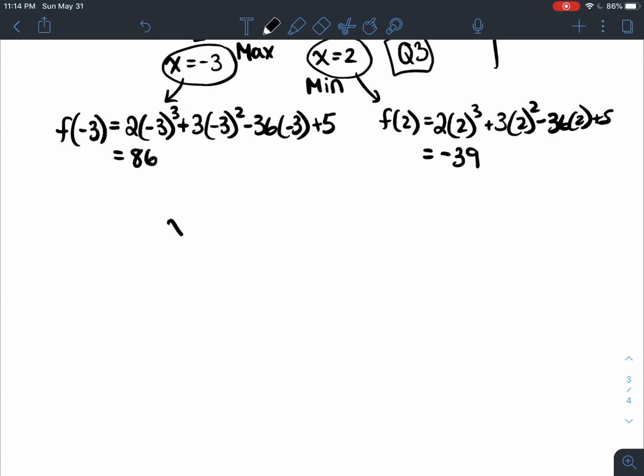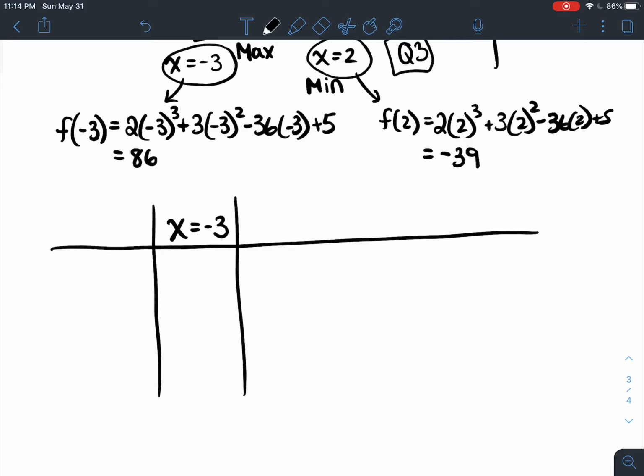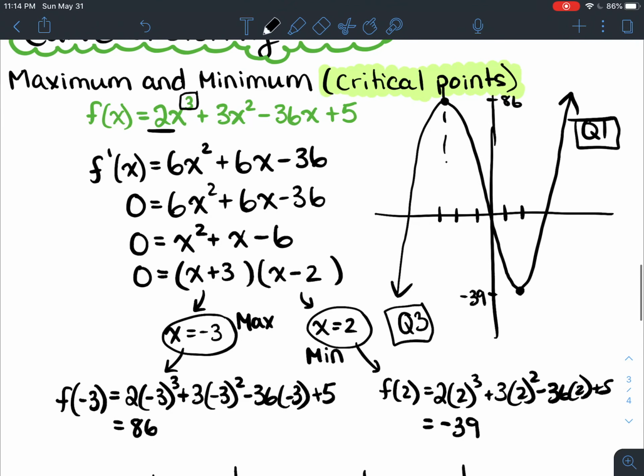So we know that x equals -3 is like a really important value. Some might say a critical one. And x equals 2 is another one. But what's going on in the rest of the sections?